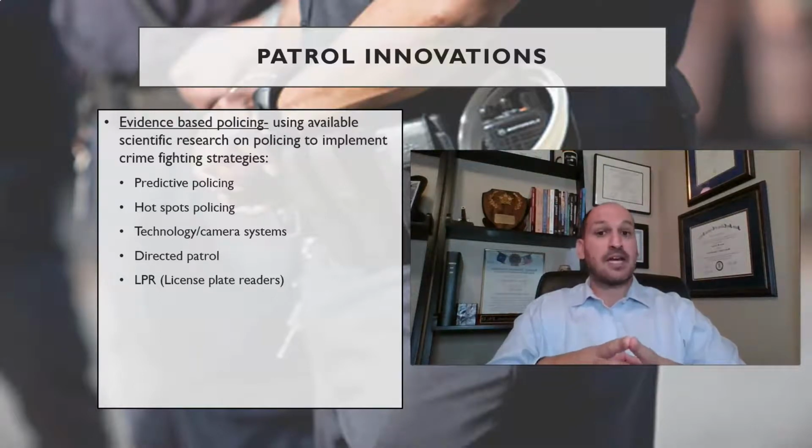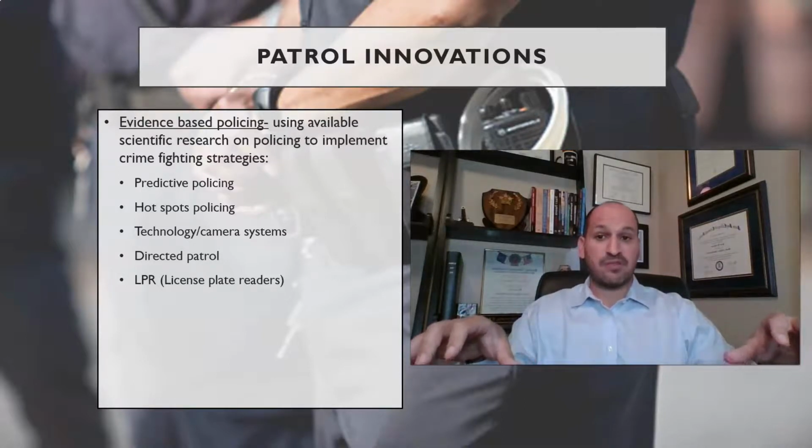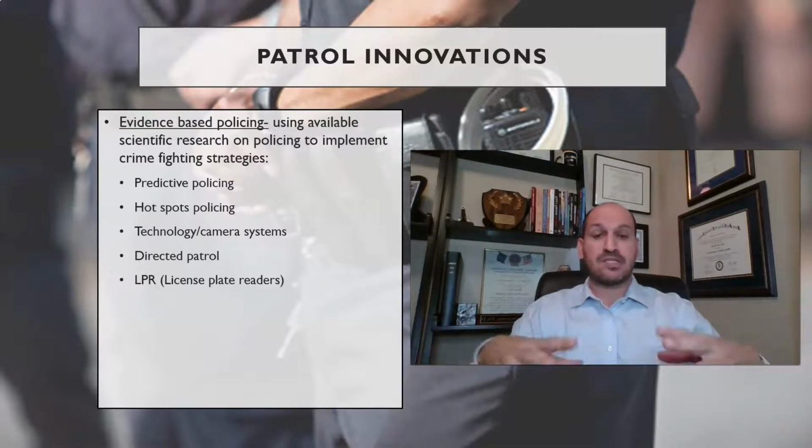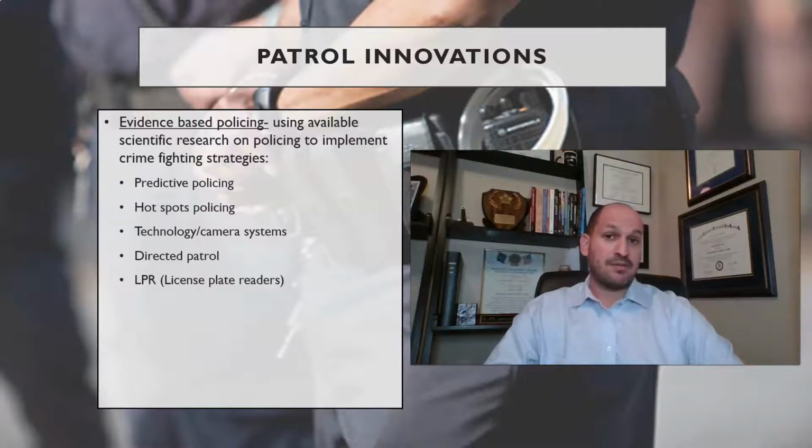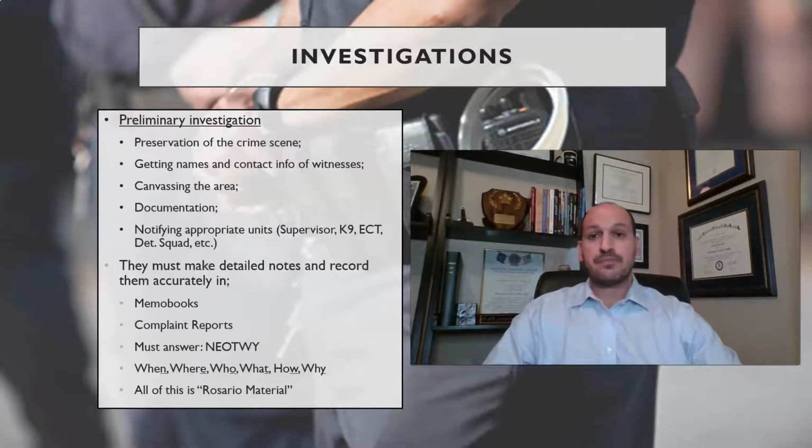Using technology and camera systems, right? On the back of those police vehicles, you see what are called license plate readers, and they read license plates and they go into centralized databases. And this is using technology to monitor and track crime and individuals. Directed patrol, especially vertical patrol in public housing units, very controversial stuff. And LPRs, as I mentioned before.